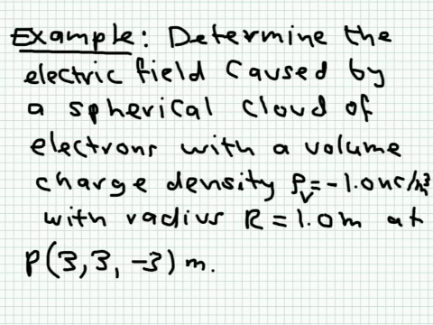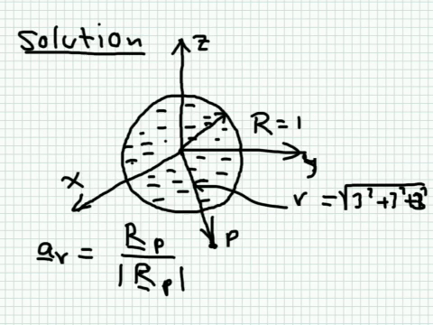We have to determine the distance r from the center of this sphere to my observation point. I have to determine the total charge within this sphere, so I have to multiply this by the total volume to get the total charge q. Now if you draw this, this is your sphere. It has a radius of 1. This is the point (3, 3, -3). This is the unit vector pointing from here to here.